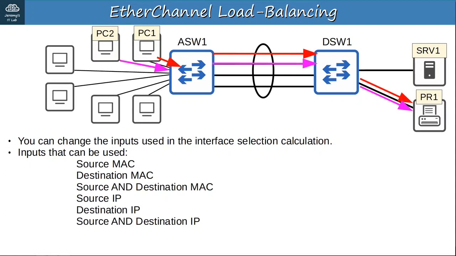You can also configure Ether channel to select the interface based on the source IP address, destination IP address, or both source and destination IP addresses. Some switches also support load balancing based on the layer 4 TCP or UDP port numbers, but those are a topic for another lesson. Also, which methods the switch can use depends on the switch model. Some may only support using the MAC addresses, some may support only MAC or IP addresses, and some may support all methods.